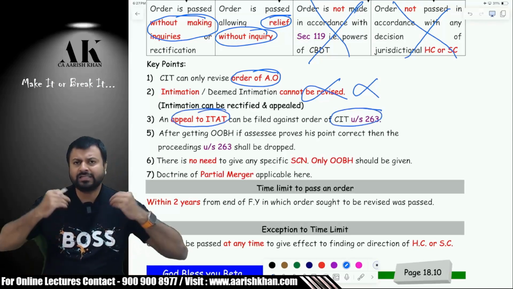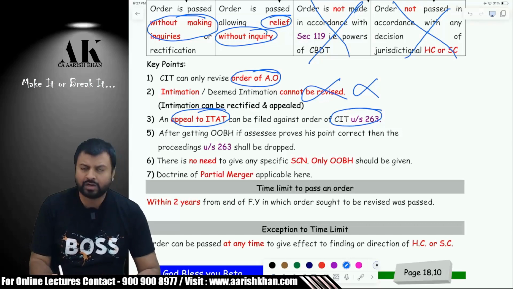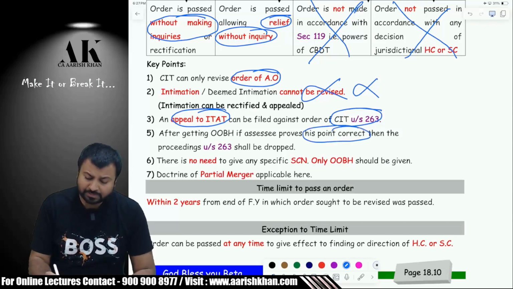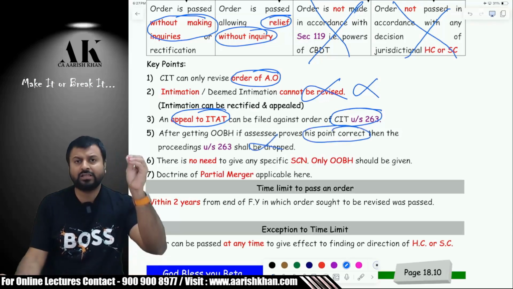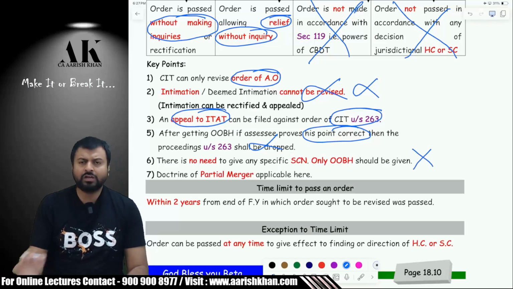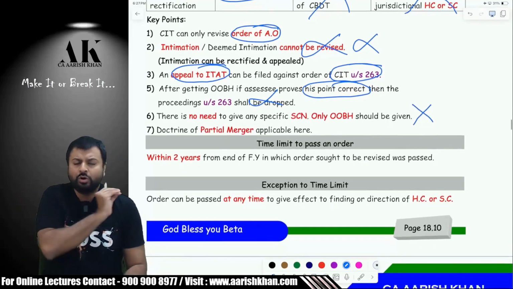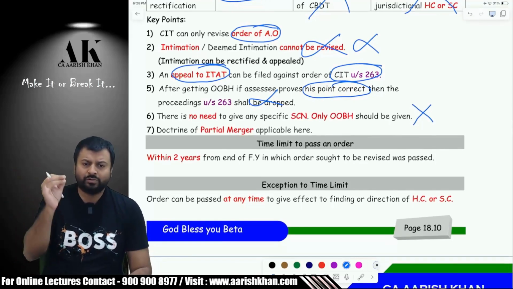Now, will the assessee be given an opportunity of being heard? Yes. If the assessee is given an opportunity of being heard and the assessee proves his point correct, then the proceeding under 263 will be dropped. Is there any need to give a show cause notice to the assessee? No. Show cause notice is not required. Only an opportunity of being heard is required to be given to the assessee. No separate show cause notice is required.